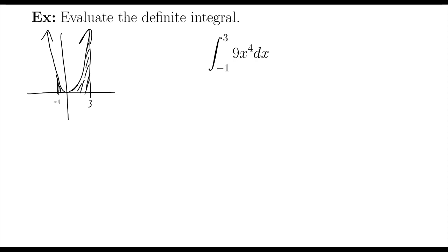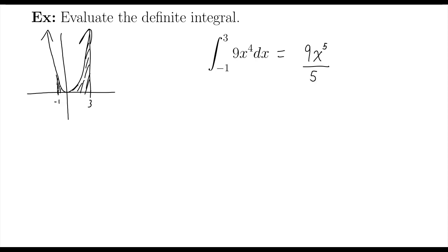That's basically what we're trying to find here. Since it's not a nice triangle, it looks kind of like a triangle, but it's definitely curved, so it's not. I need to use the fundamental theorem. So what I'm going to do is find the antiderivative of 9x to the fourth. We did this earlier, but I'll do it again. 9x, add 1 to the exponent. 4 plus 1 is 5. Divide by that exponent, 5.